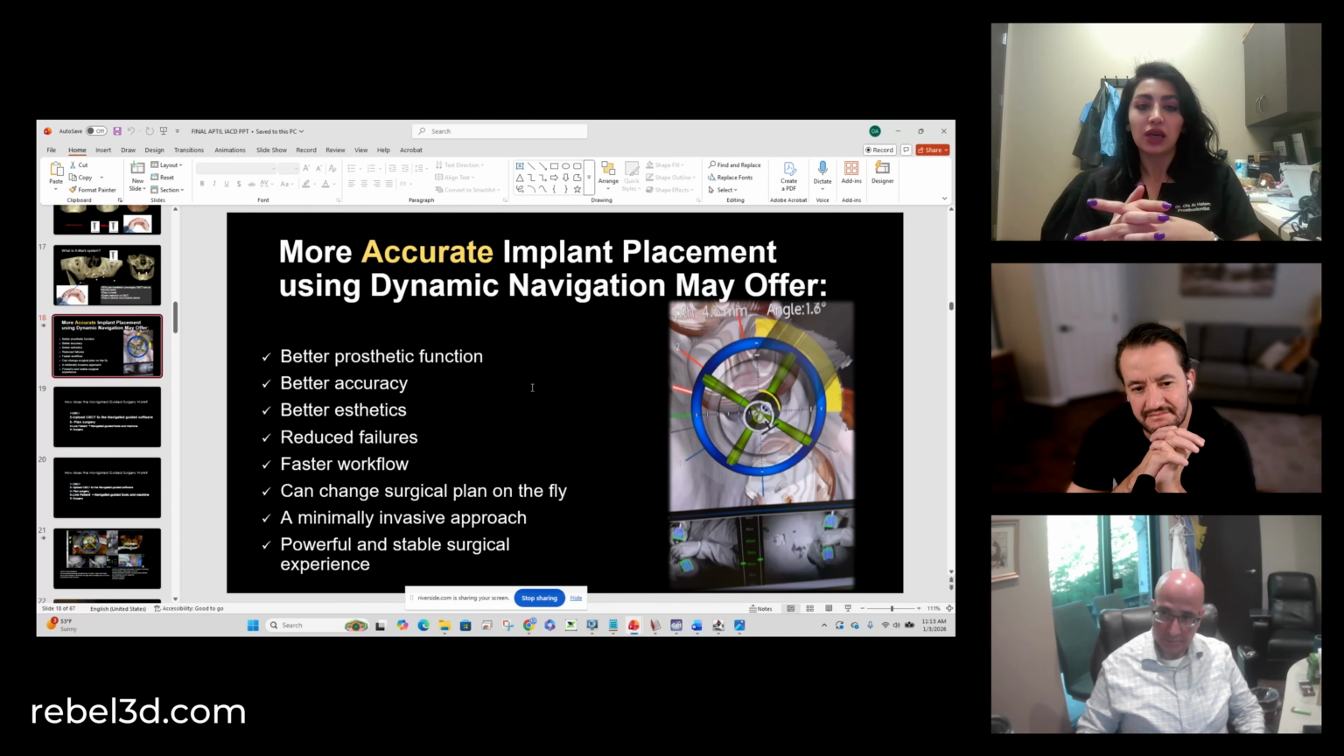Okay. It's a powerful and stable surgical experience. Exactly what every surgeon wants, because you can feel the bone. You can make your clinical judgment based on the feel of the bone. Am I in a soft D4 kind of bone, or in a very dense D1 bone that I need to make sure that I prep well for my implant to go in with good torque, but without causing necrosis?